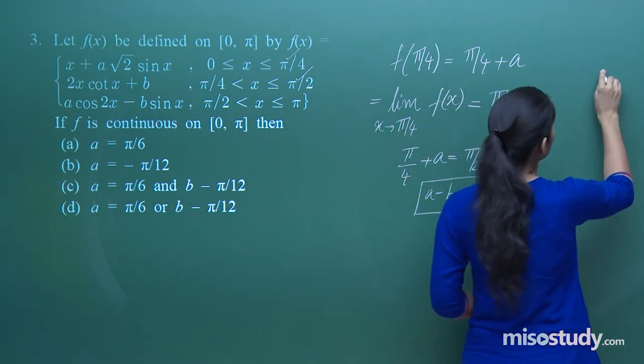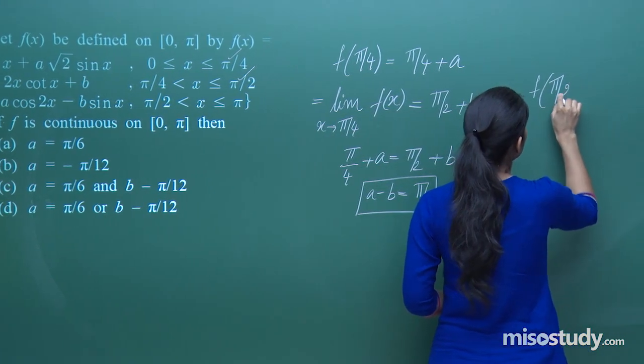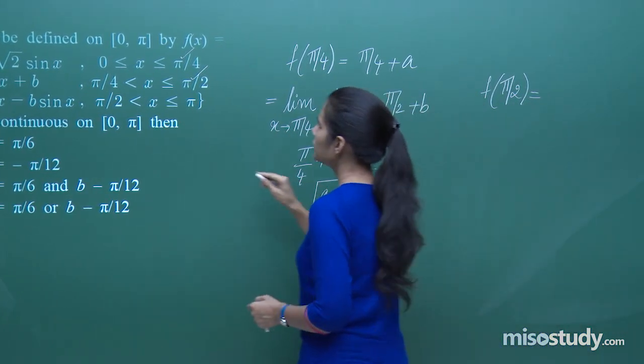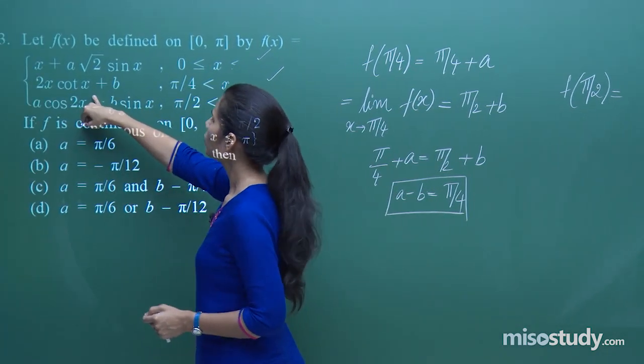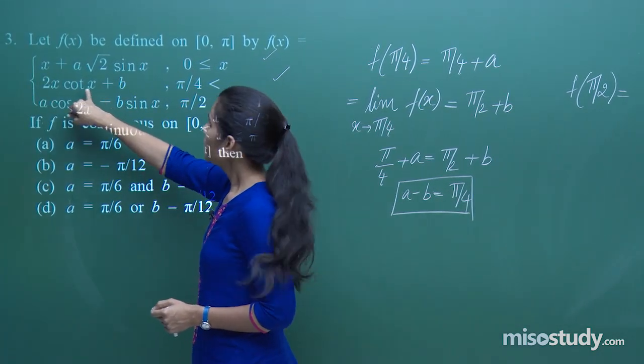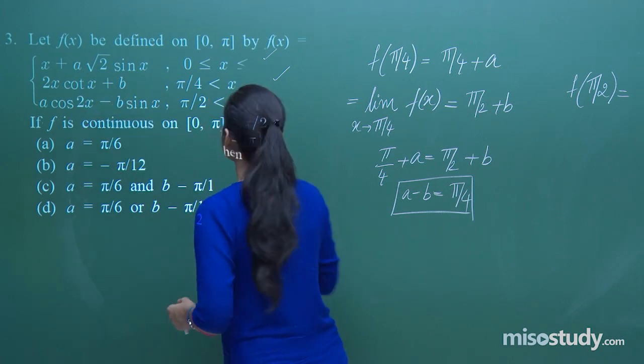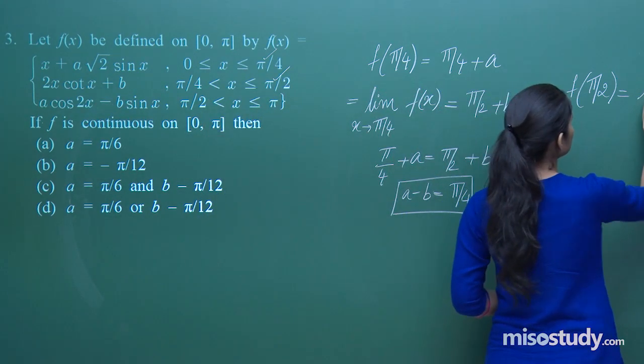Similarly, if I talk about value of the function at the next point, that is pi by 2, if I take it over here, what is it that I am getting? Cot pi by 2 is 0, so I am just getting b. So f of pi by 2 is b.